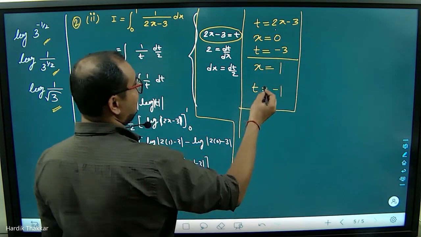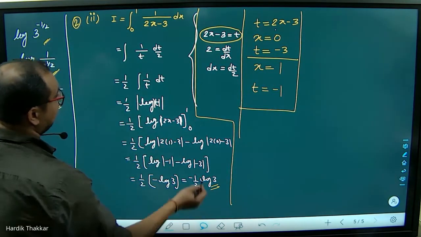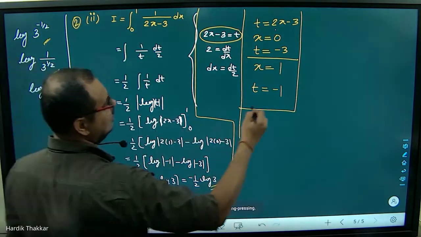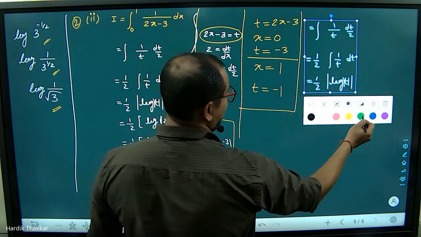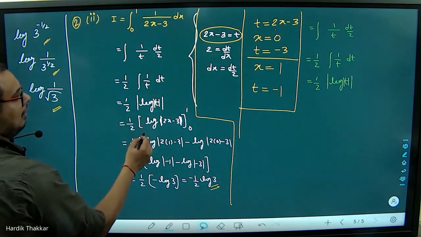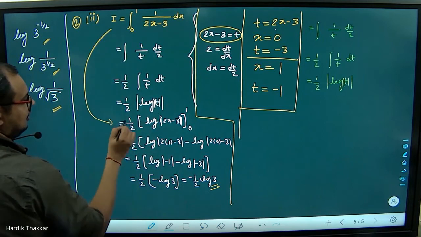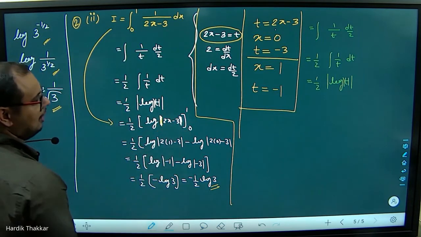Now put these limits right over here where you have applied the substitution. After this step, I have not written the limit. Just look at the solution. I have not written the limit here. You can see, from after this step, I have not written the limit anywhere. Just after putting the value of t, I am applying the limit.